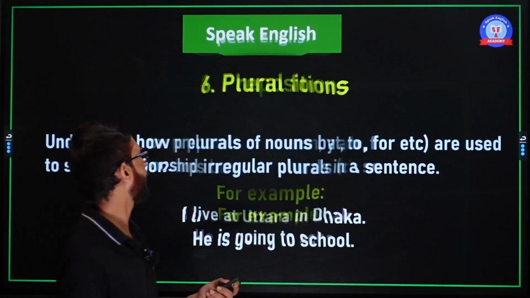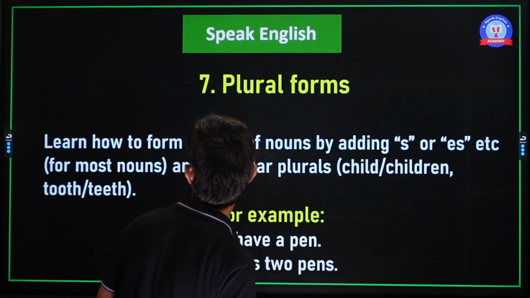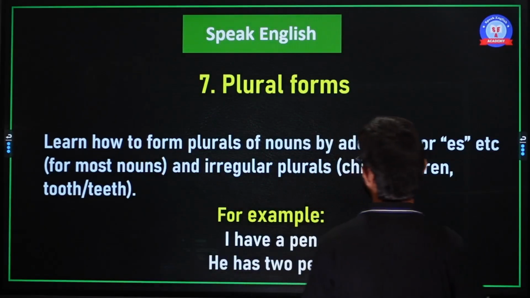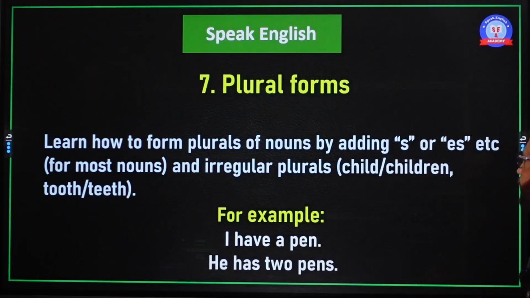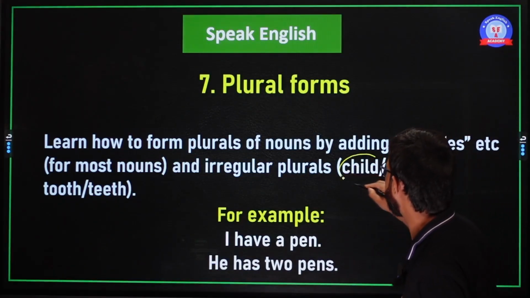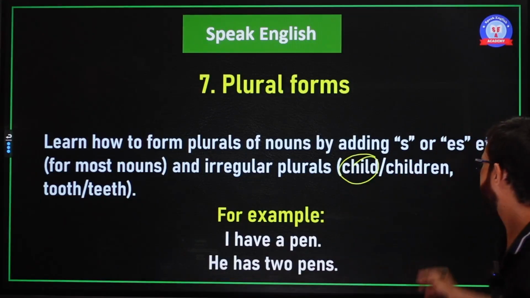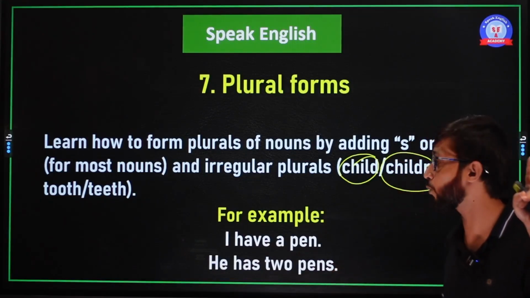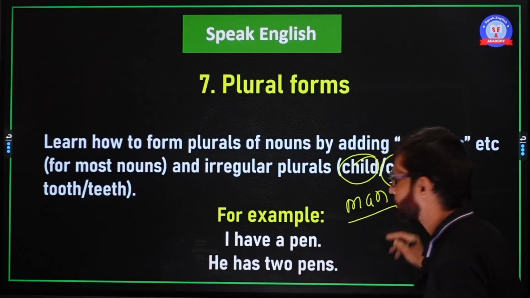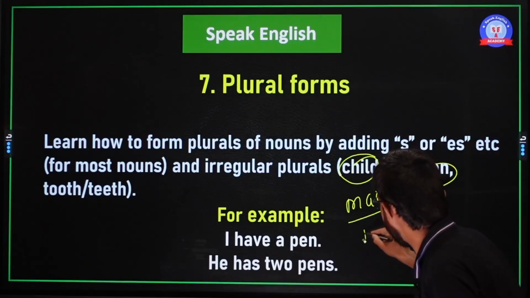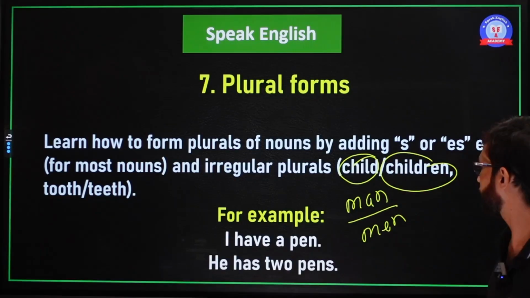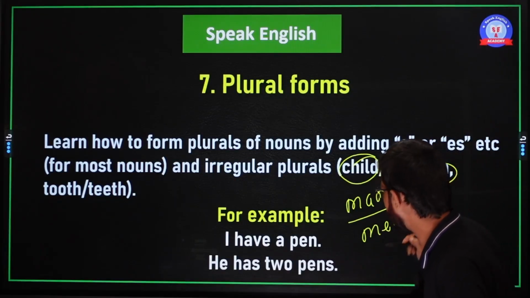Okay. Number 7, plural forms. We have to learn how the plural forms of nouns function, right? There are some nouns like child, which means only one child. Children means more than one child. And man, M-A-N, is a single person. M-E-N, men, means more than one person, right?